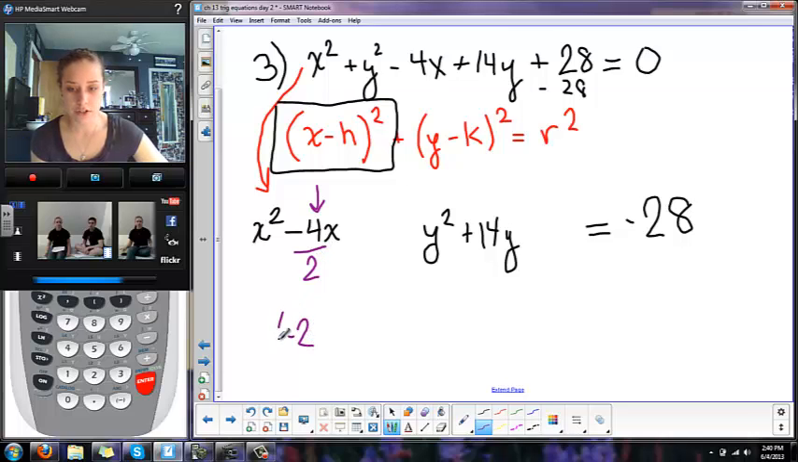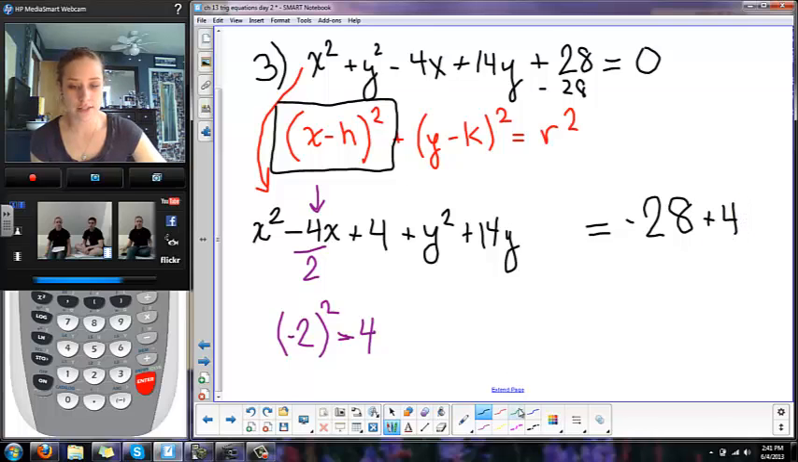The next step that you're going to do is square this number. Negative 2 squared gives me a positive 4. So in my equation right here, I'm going to write positive 4. Now what I just did was I added the exact right term that I needed in order to write all of the x's as a perfect square. Okay, but I can't just add 4 on the left-hand side of the equation. I need to add 4 onto the right-hand side of the equation as well, so that everything remains equal.